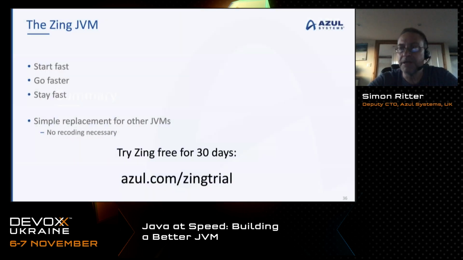Just to summarize then, got a couple of minutes left. So the idea behind the Zing JVM is to start fast. So we eliminate the problems of the warm-up phase, go faster so that we can ensure that the application will run with the maximum level of performance, even higher than we would have had with using other JIT compilers. And most importantly, stay fast by eliminating the problems of garbage collection so you don't get those pauses. And that put together gives you the optimum level of performance from the JVM. So you're eliminating a lot of the problems that we saw in the initial graph.